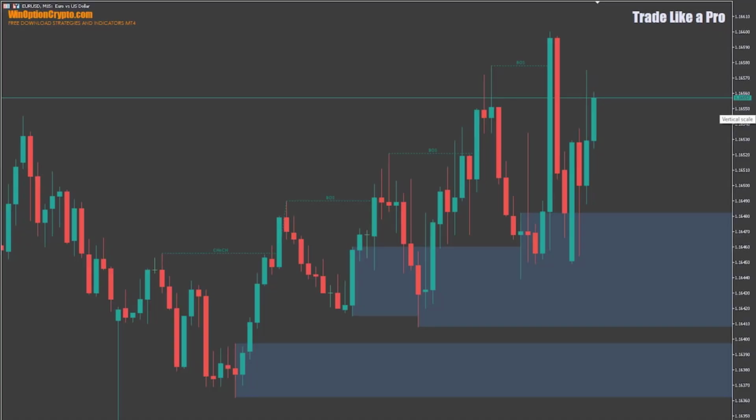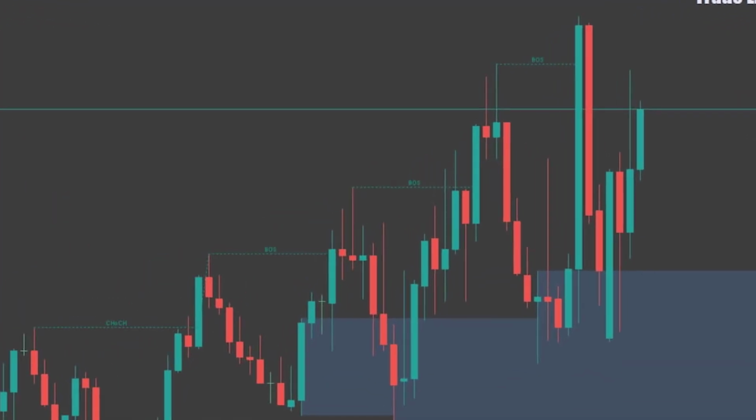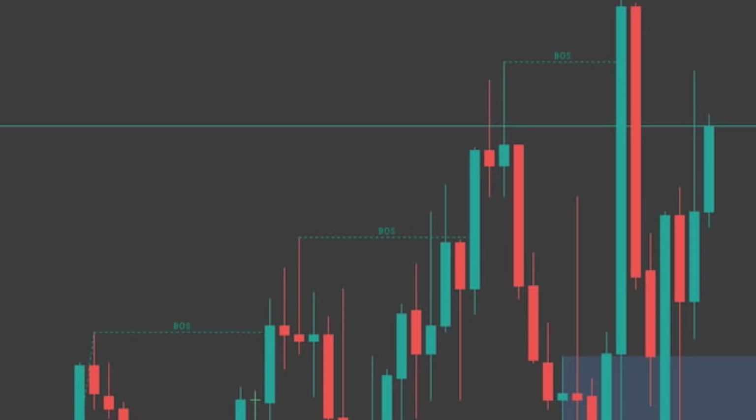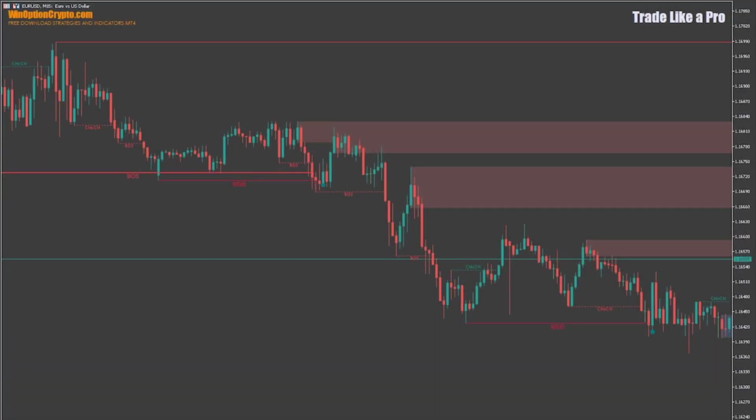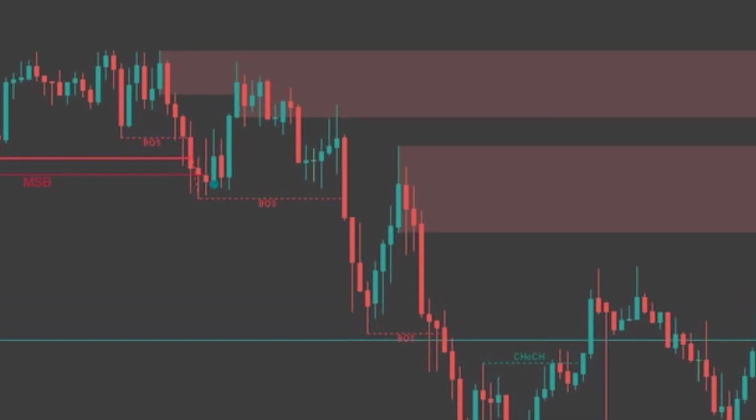A BOS, or break of structure, is a signal that confirms continuation of the current trend. When the price is in an uptrend and confidently breaks through the previous high, this move is identified as a BOS. This breakout clearly indicates that buyers remain strong and intend to push the price even further upward. In a downtrend, a break of structure forms when the price breaks through the previous low, confirming the strength and control of sellers. In this way, each new BOS mark in the direction of the main trend further strengthens the trader's confidence that the dominant side still remains in control of the market.